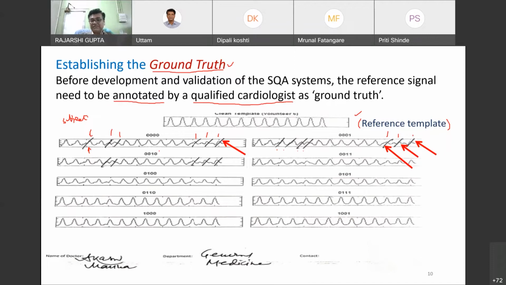If you are collecting the data from say 100 subjects, then for every subject, at least 20 to 30% of the data, considering the total time interval of collection. Suppose you have collected the data for 7 days. So from each day, 30% of the data, you must get annotated by some expert physician. Okay.